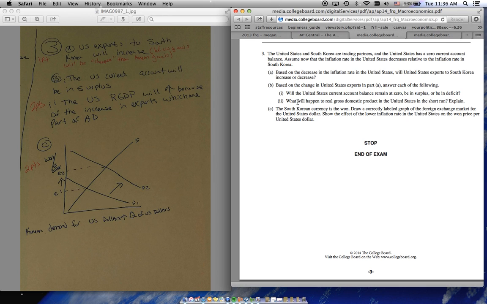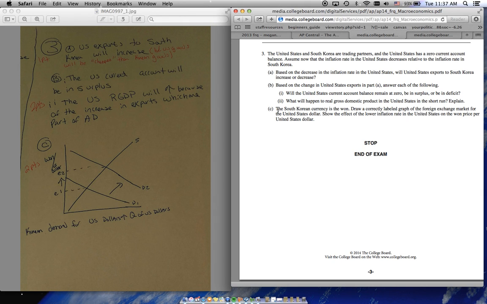The real GDP in the United States in the short run will also increase because remember, part of aggregate demand is C plus I plus G plus net exports. Because we are exporting more than we are importing, presumably, we're going to see an increase.